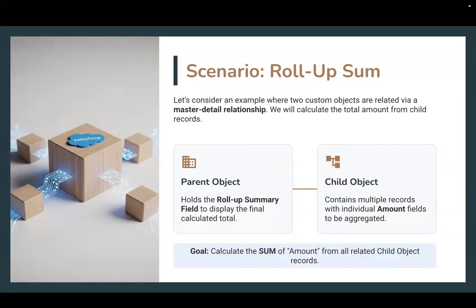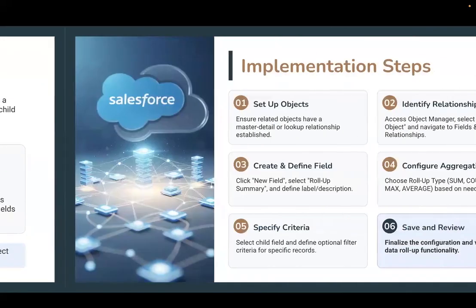This is another example: calculating the sum of amount from all the child object records. Suppose an account is there, and an opportunity is there. If the account and opportunity are in a master-detail relationship, then we can use this concept. Or let's say a course is there. For a course, student is a detail and course is a master. So all the fees collected from the complete set of students for a particular course, we can see that if we create a roll-up summary field. Such kinds of examples.